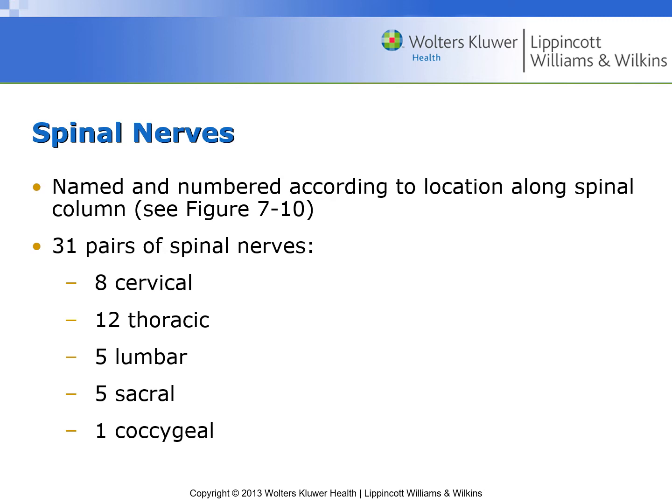Now let's discuss the spinal nerves. The spinal nerves are named and numbered according to their location along the spinal column. There are 31 pairs of spinal nerves. There are 8 cervical, 12 thoracic, 5 lumbar, 5 sacral, and 1 coccygeal.